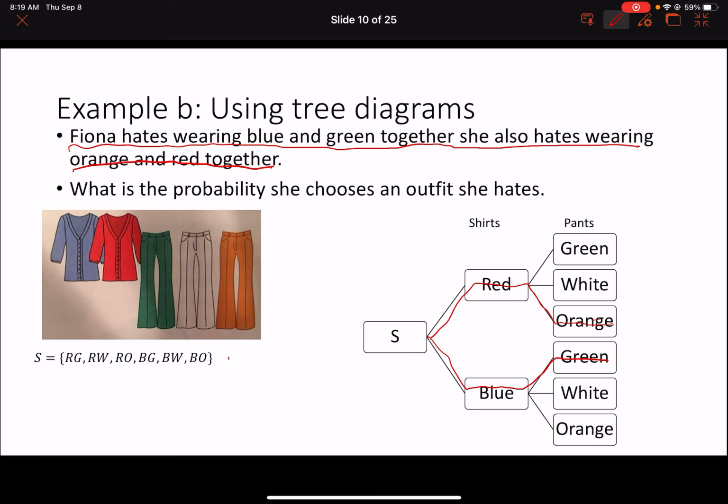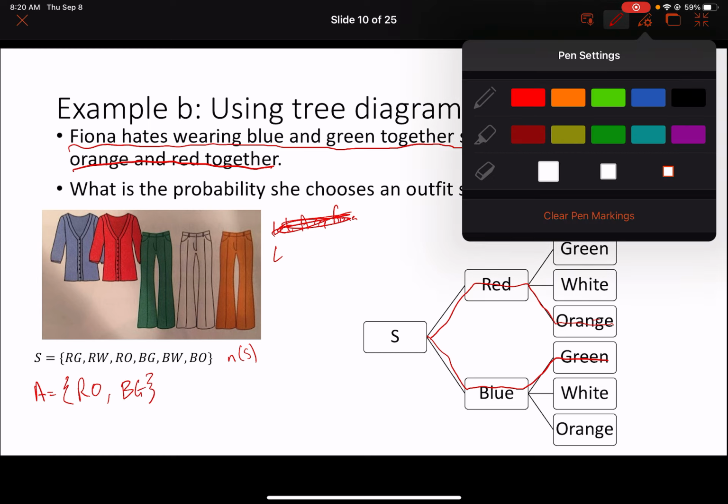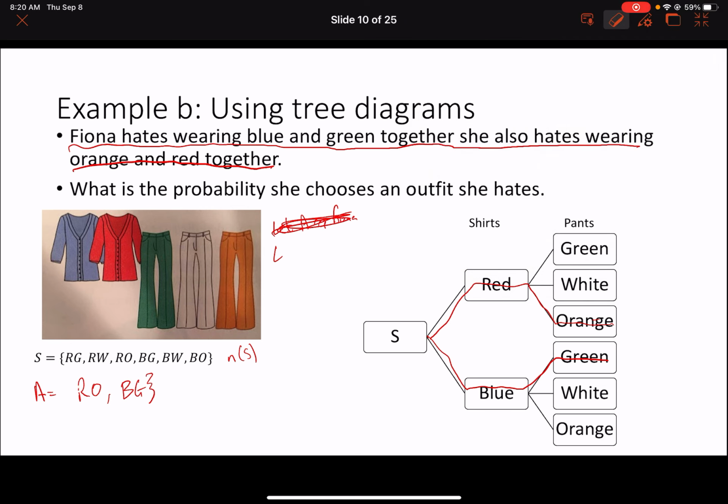So what's N of S, by the way? We're talking about probability now, so we're going to have to say, let A represent what Fiona hates. If A equals, what is it? Red orange, or blue green. Let's write this nicely.